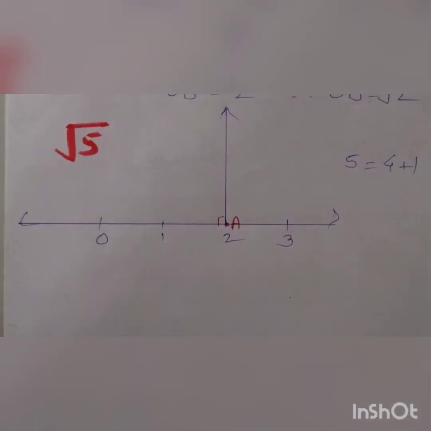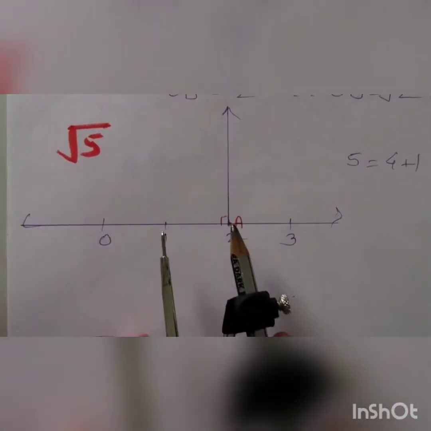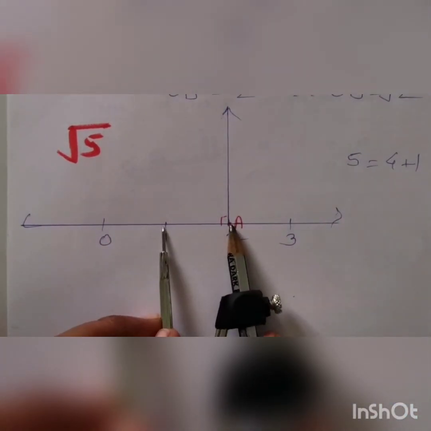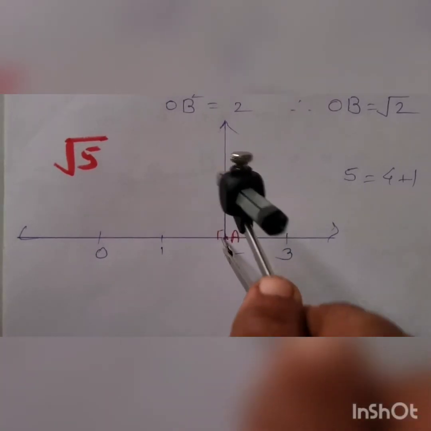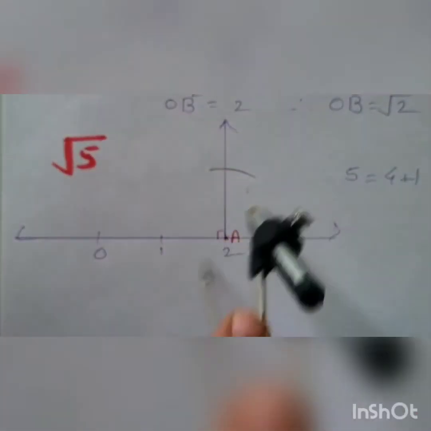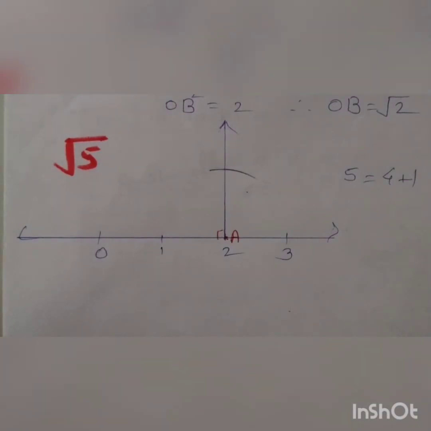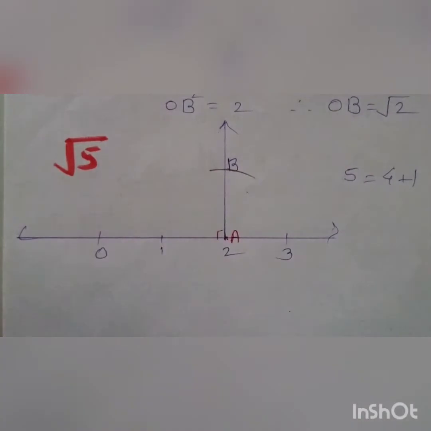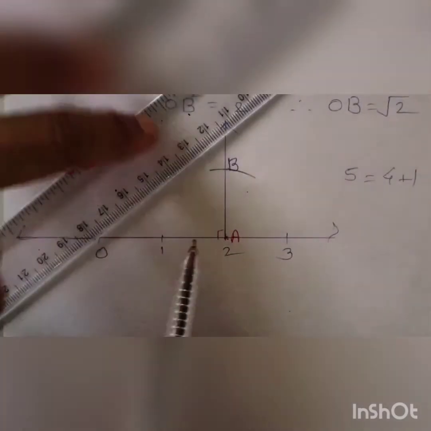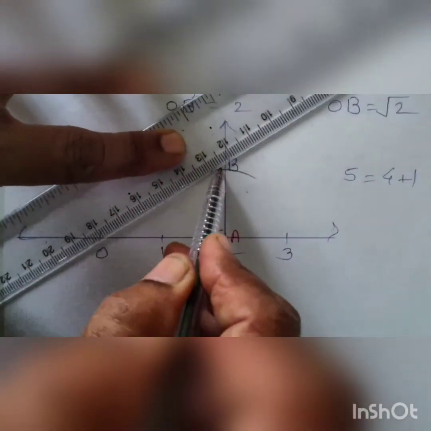Measure 1 unit distance in compass, because we require 1 unit here. This is 1 unit distance. Putting on A, mark on the perpendicular ray. Name that point of intersection of perpendicular and arc as B. Now join this segment OB.